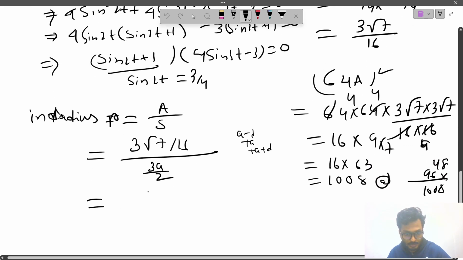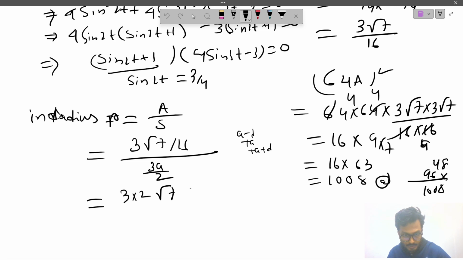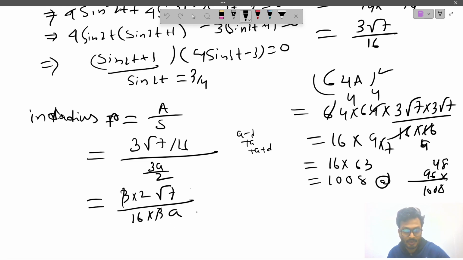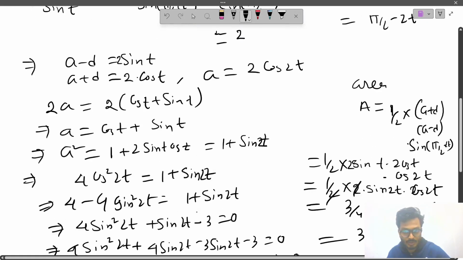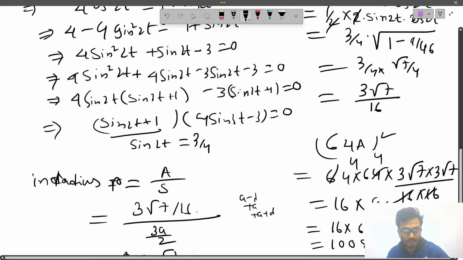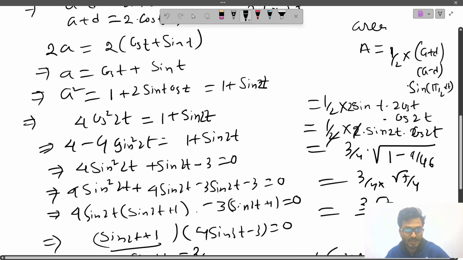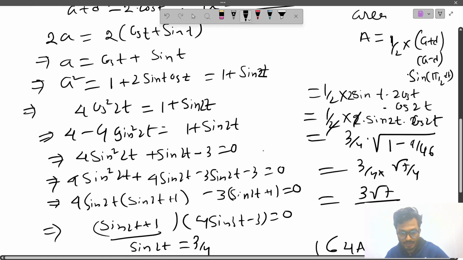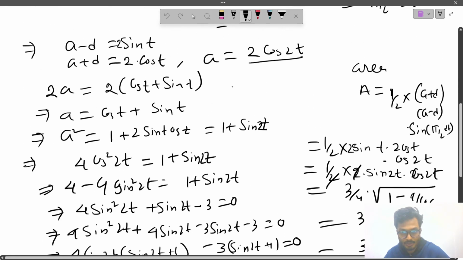So this is equals to 3 into 2 into root 7 divided by 16 into 3a. So this 3 will get cancelled. Now we have to find a. So what is the value of a? So how to find a? So a is our cos. A is 2 cos 2t. Now we know the value of sin 2t, because sin 2t is 3 by 4. So what will be the a?